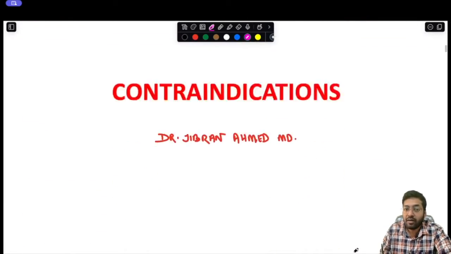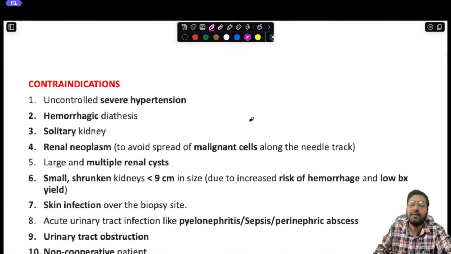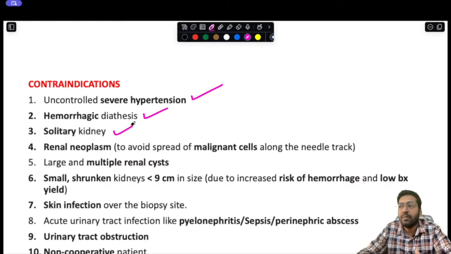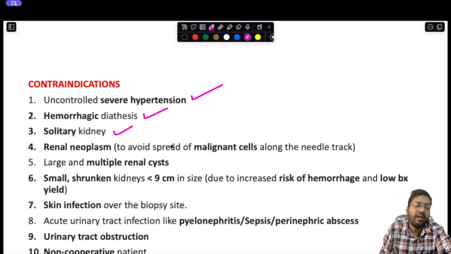Now, coming to the contraindications of taking a renal biopsy, the number one contraindication is uncontrolled severe hypertension, a patient suffering from a hemorrhagic diathesis or a bleeding tendency, or the person is having a solitary kidney. Okay, because the procedure becomes a little bit blind, although you are doing it under imaging guidance, still you might damage the kidney unknowingly. So that is why if you have a single kidney, you should not carry out the biopsy. It is contraindicated if there is a solitary kidney.